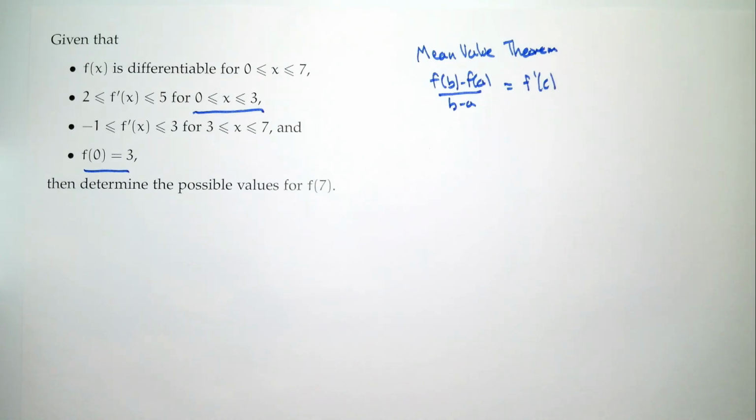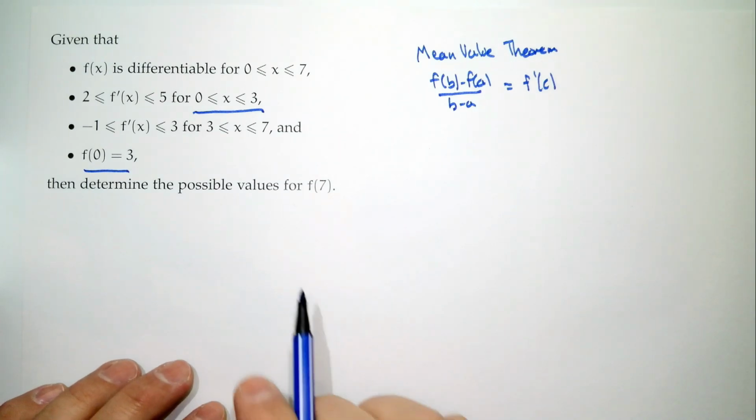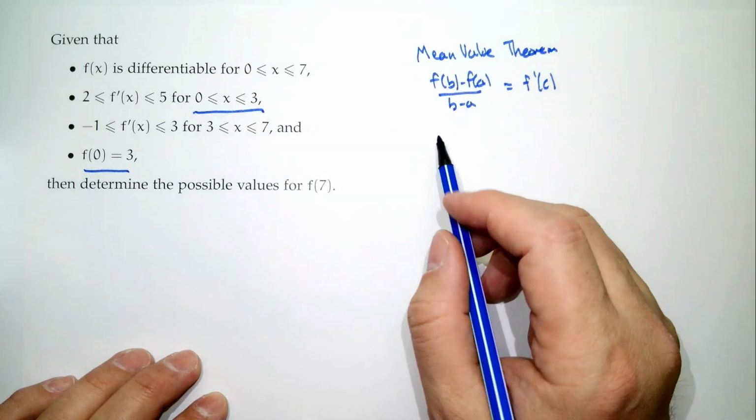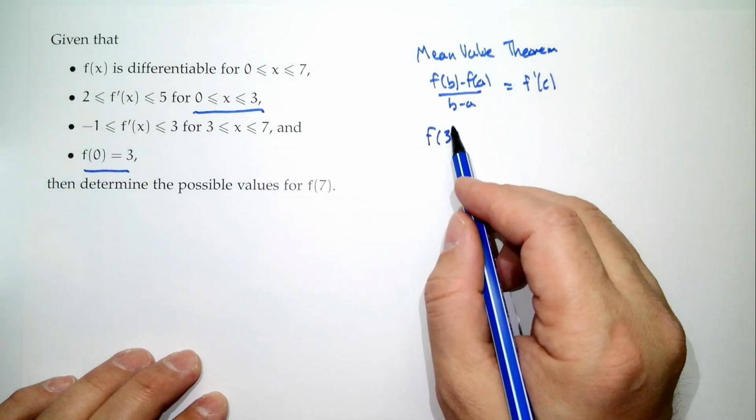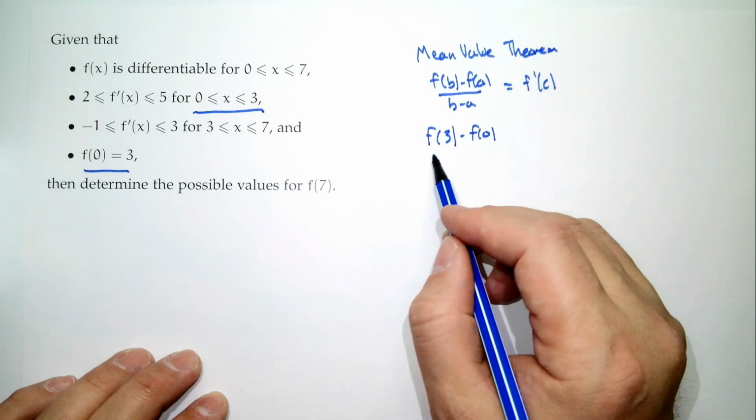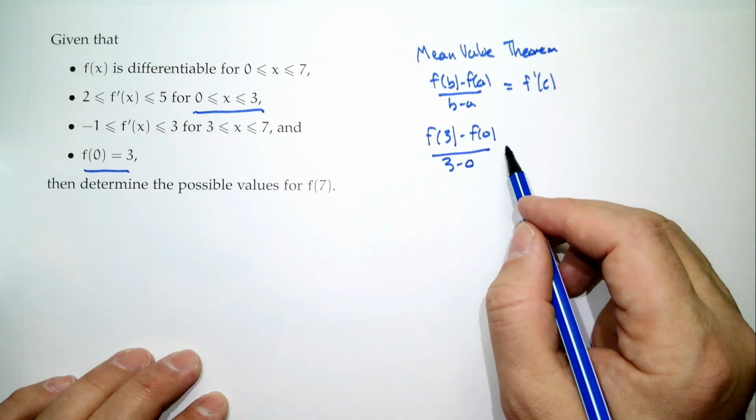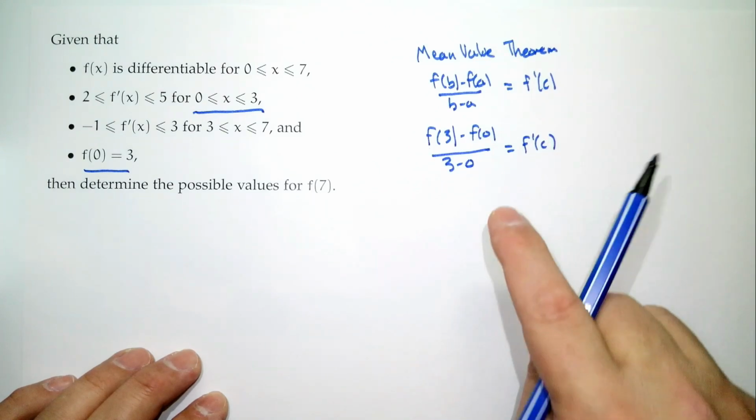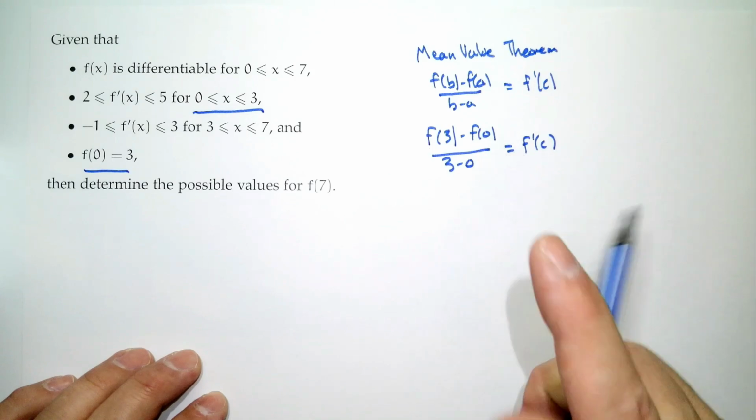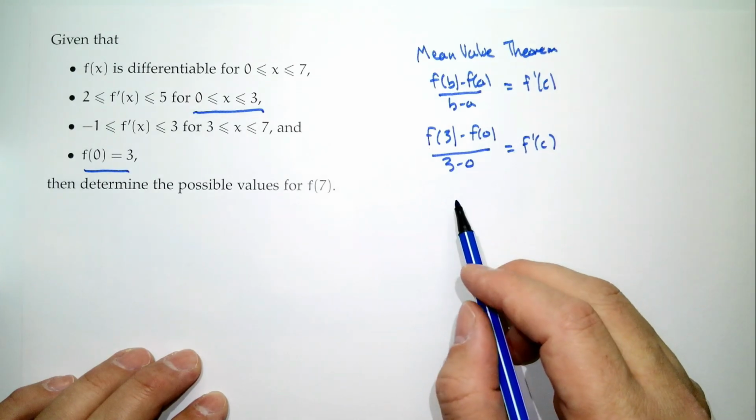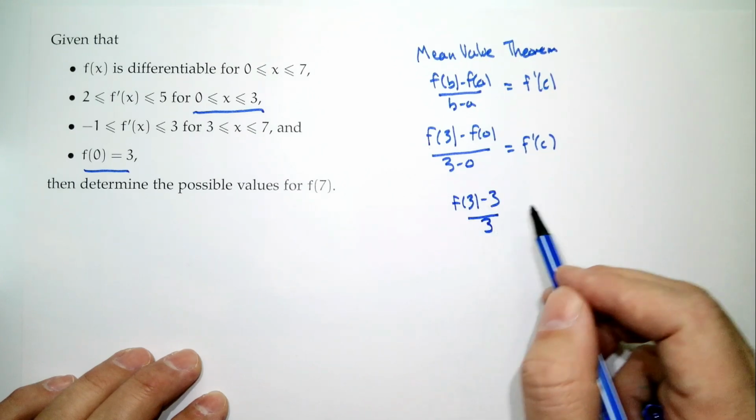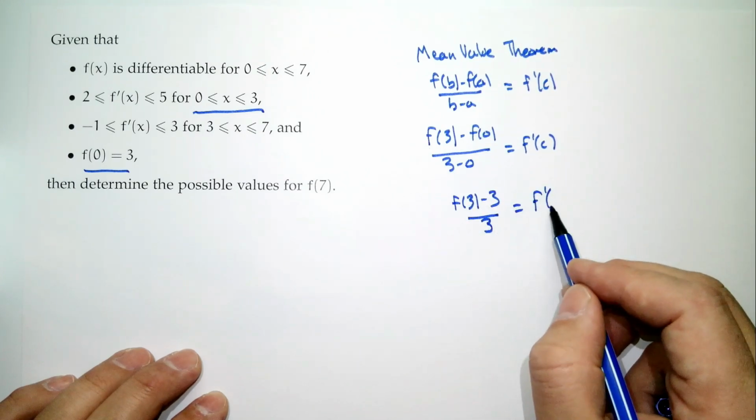All right. How do we use this? Well, we say, what do we care about? We're 0 to 3, so I can think of that as being my b and my a. So I can look at f of 3 minus f of 0 over 3 minus 0, and that's got to be equal to f prime of c. Now we know about f of 0, so we can say, okay, what do we have? Well, f of 3 minus 3 divided by 3 has to be equal to the derivative at some point.